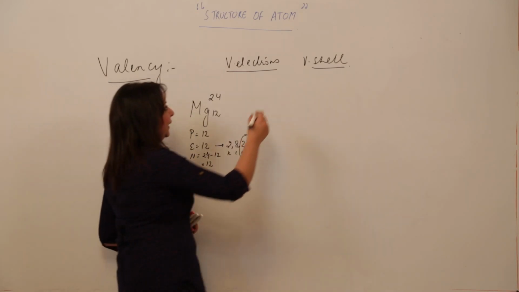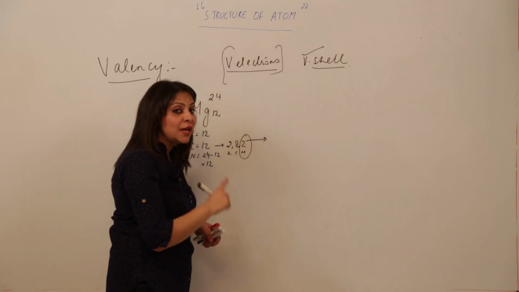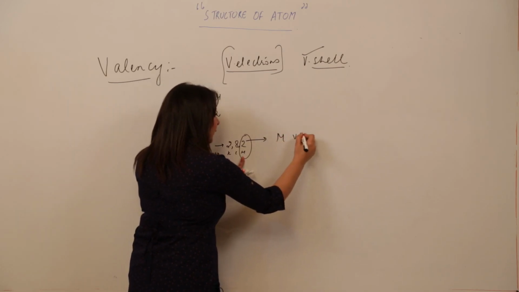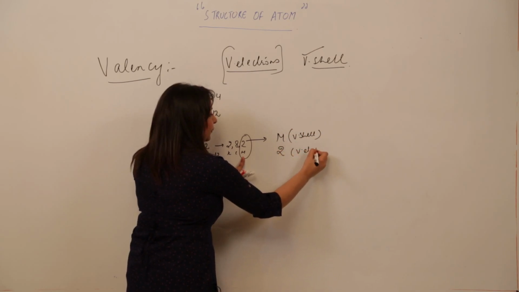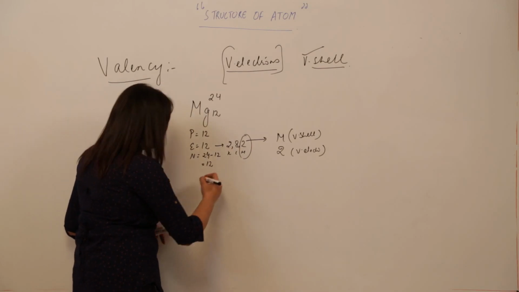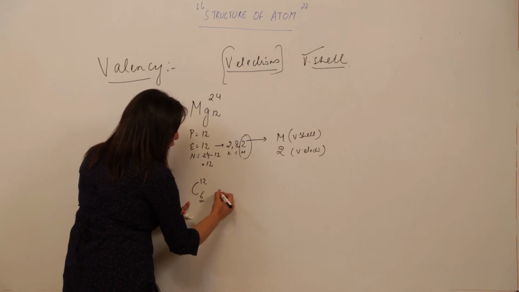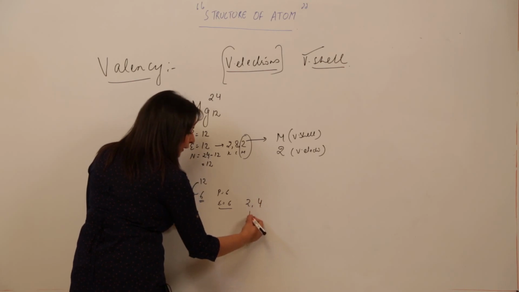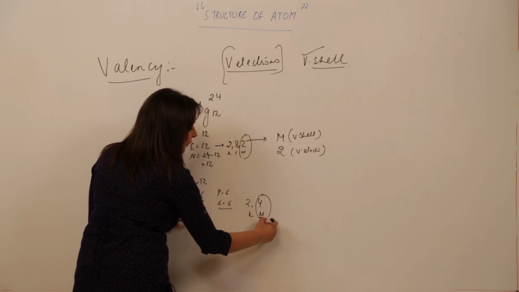Now what is the valence electron? The electron which is present in the last shell is called the valence electron. So its valence shell is M and its valence electron is 2. Right? Similarly, one more example to make it easy. If I take carbon, mass number 12, atomic number 6, then protons 6, electrons 6. By looking at the electrons, I am writing the electronic configuration. This is the valence shell and the valence electron is 4.